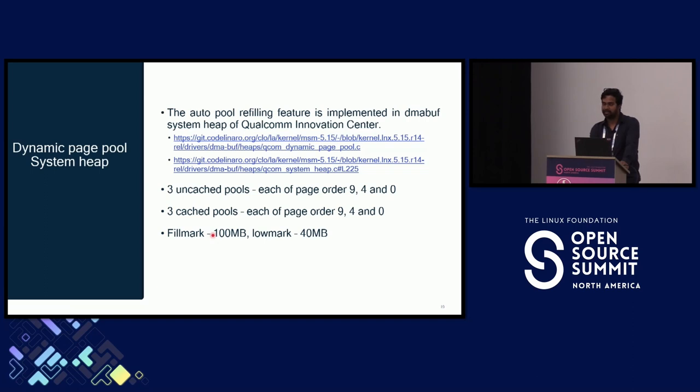So imagine that this whole memory is sitting in these pools. If the system is under memory pressure, we would definitely want to give it back to the system. We don't want to hold this 600 MB as long as possible. So that's where the shrinkers are helpful.